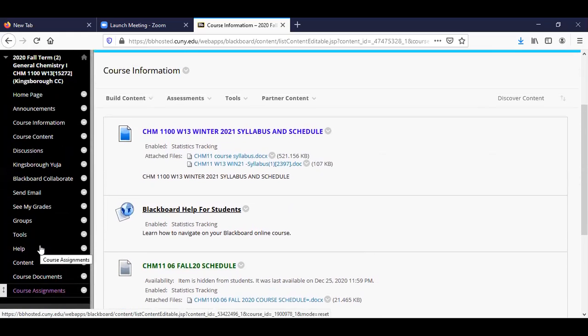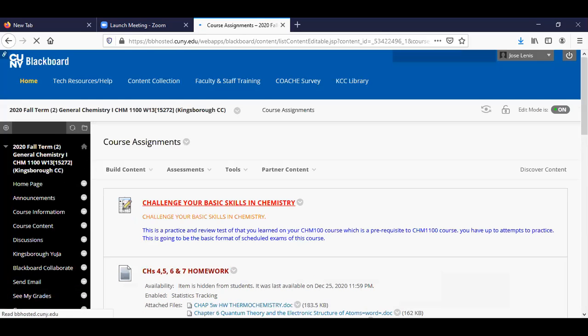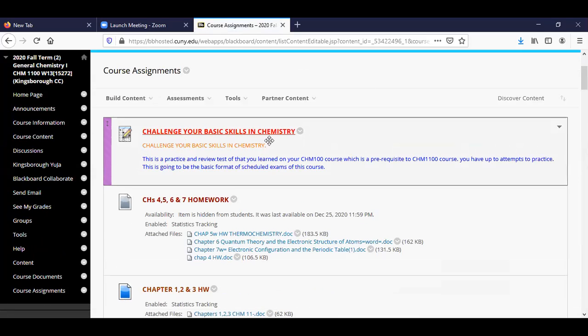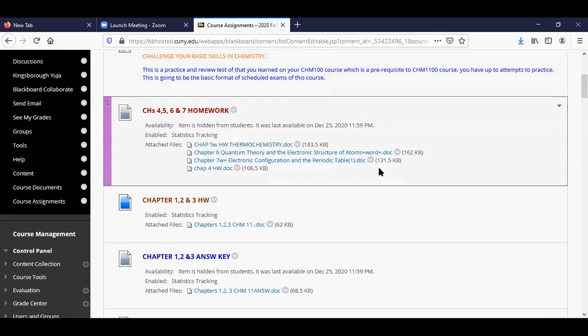Basically what you need to do is navigate through these tabs. Announcements, always check that. Course information, course content, discussion board, and our course documents too, and course assignment. So I'm going to open that one to show you what she's talking about. You're talking about this one, right? The third one, chapter 1 to 3, the homework.